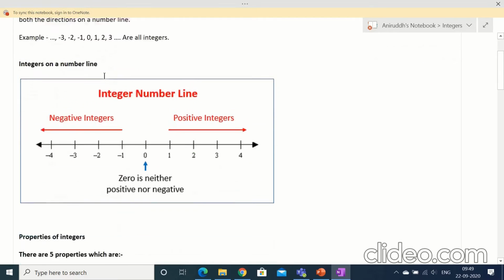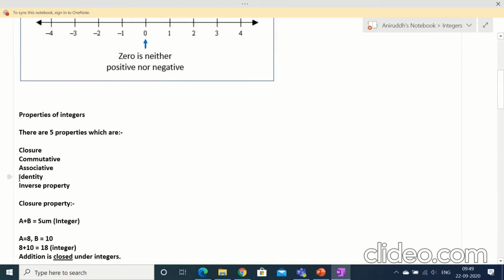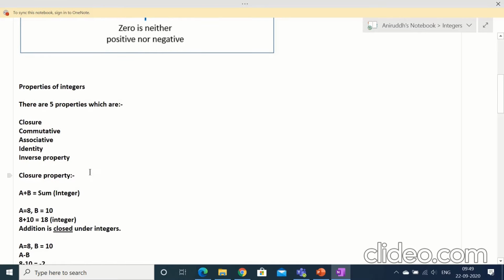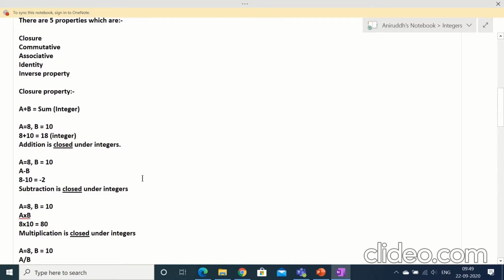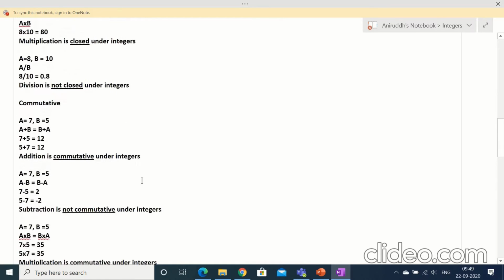In the previous video we discussed the identity property, additive identity and multiplicative identity, absolute value or modulus, and the inverse property, additive inverse. Actually there is multiplicative inverse also.